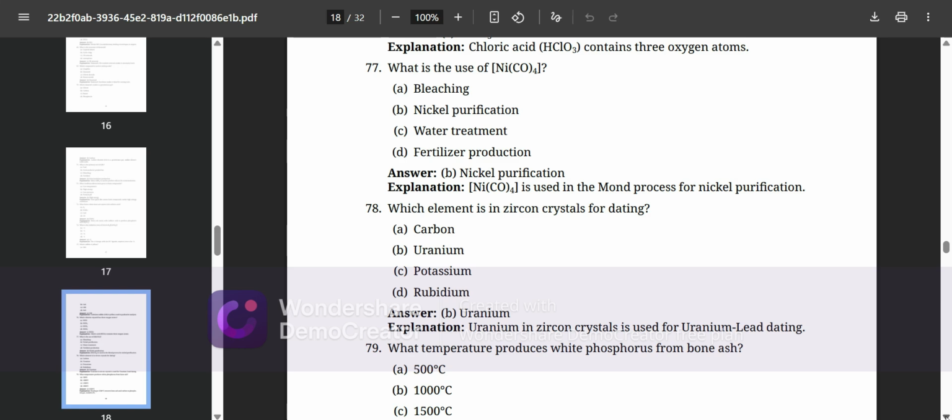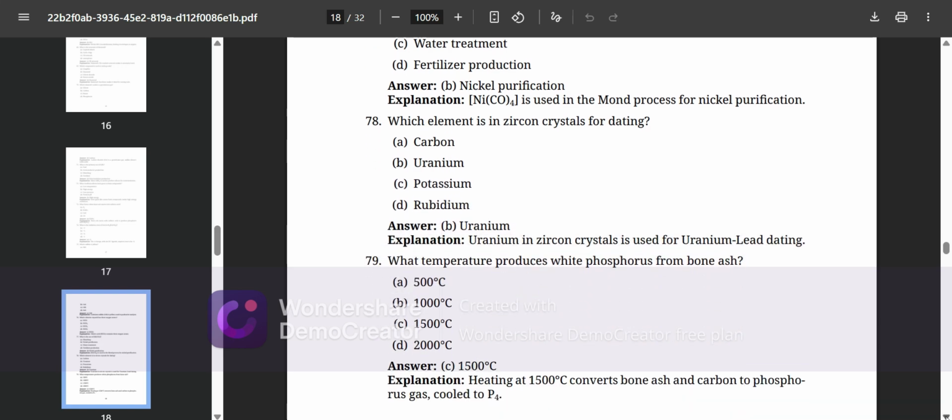NiCO4, nickel purification. NiCO4 is used in the Mond process for nickel purification. Which element is in a zircon crystal for dating? Uranium. Uranium in zircon crystals is used for uranium-lead dating.